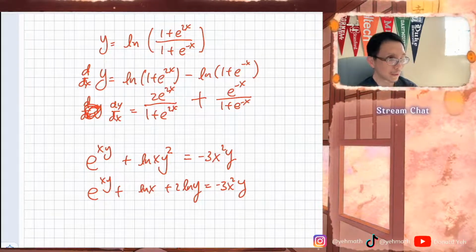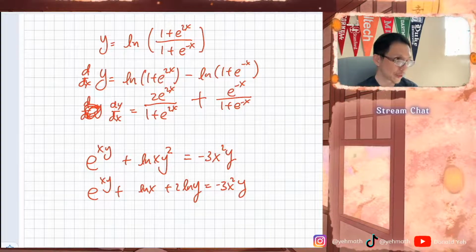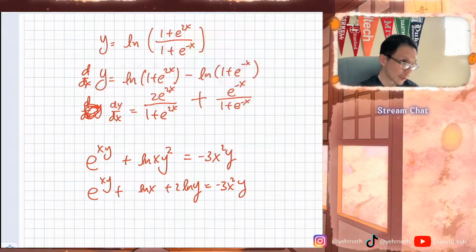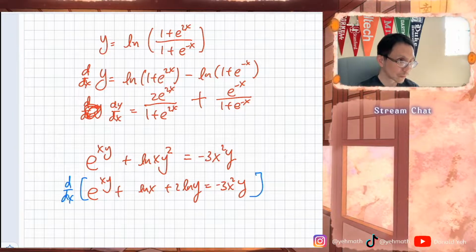So now I split this up. I don't know, I have a brain fart. So now I'm going to take a derivative of this. So how do I take a derivative of this? How do I take a derivative of e to the xy? That's the hardest part.